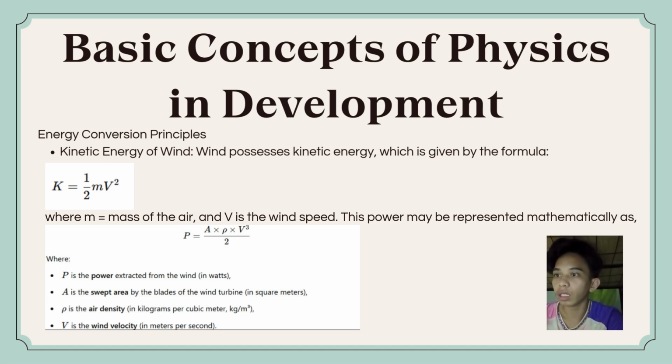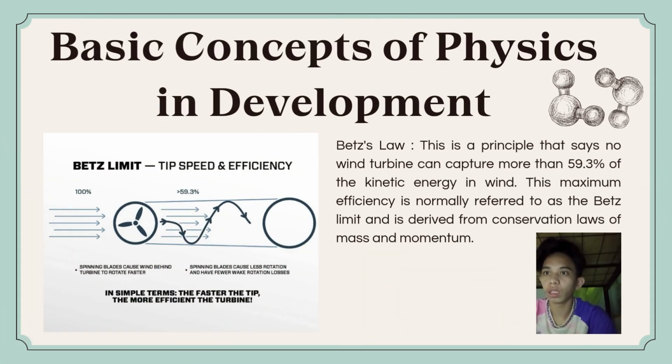ρ is the air density in kilograms per cubic meter, or kg/m³, and v is the wind velocity in meters per second. So we move to the next slide, which is Betz's law.